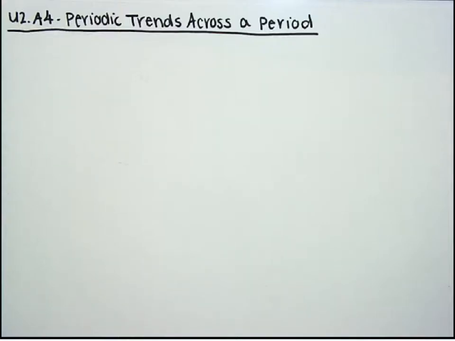This lesson will cover periodic trends. This is going to be a two-part lesson. Today we are just going to focus on trends as we go across a period. So as a reminder, periods are going to be those horizontal rows across our periodic table.